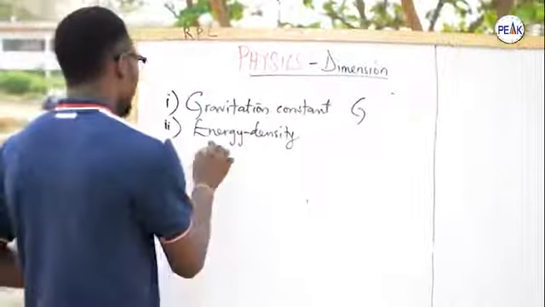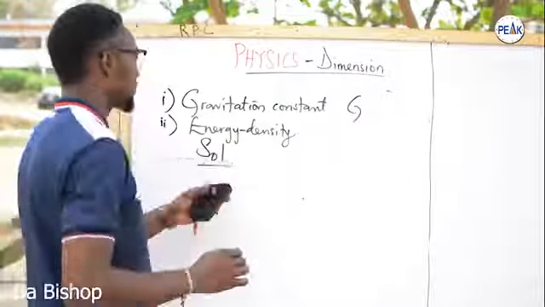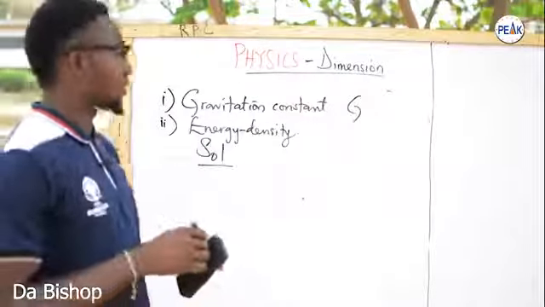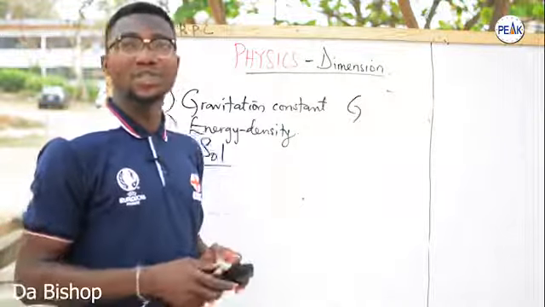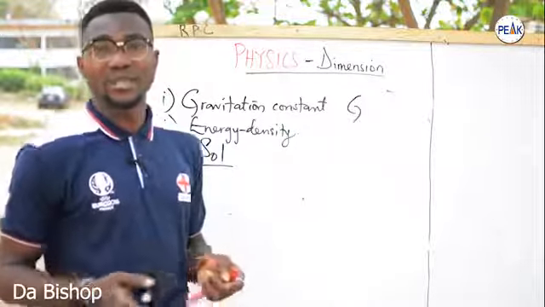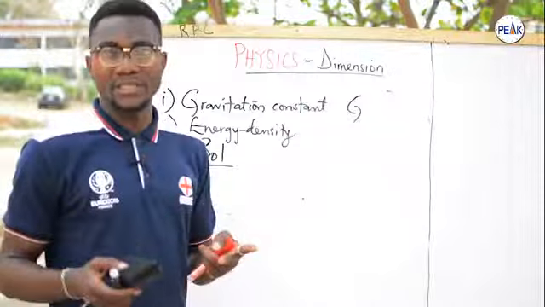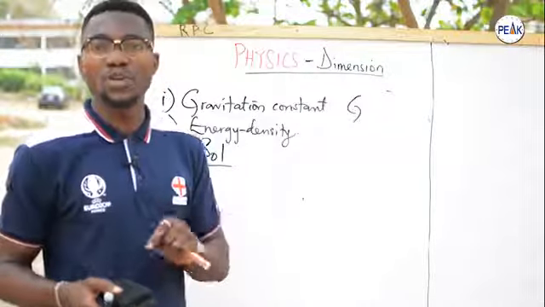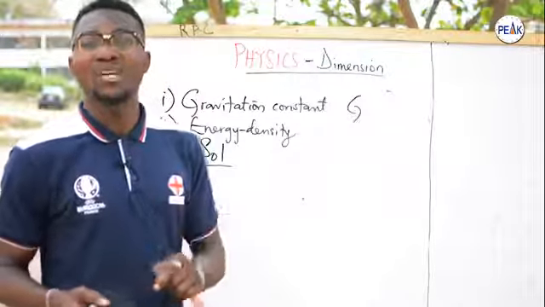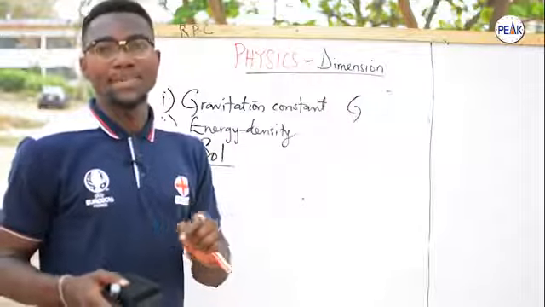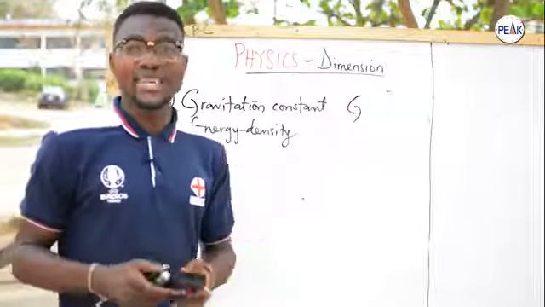Now let us solve for the first one. For the first one, we want to find the dimension of the gravitational constant G. Of course, you know that from Newton's law of universal gravitation, the force of attraction between two bodies is directly proportional to the product of their masses and inversely proportional to the square of the distance between them. It is also called the inverse square law.